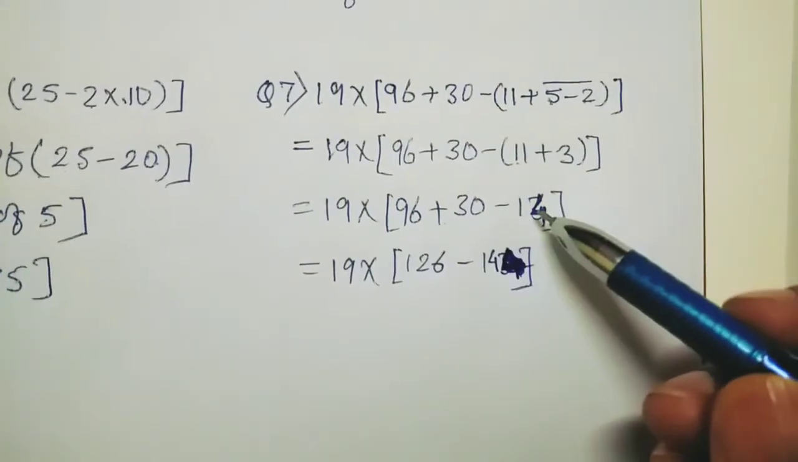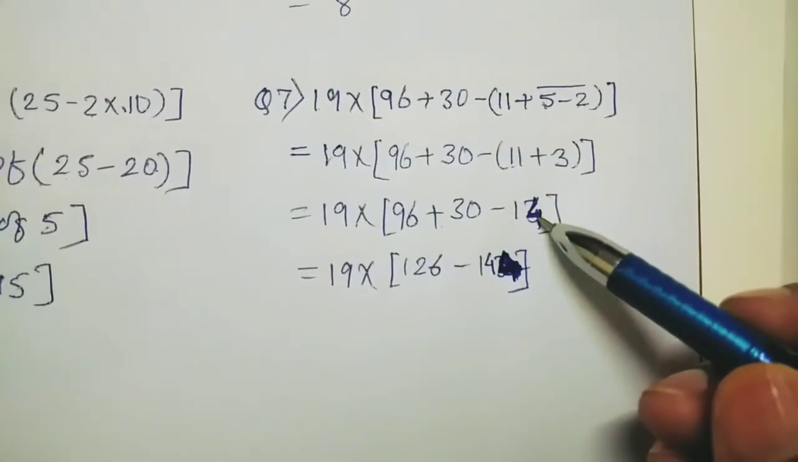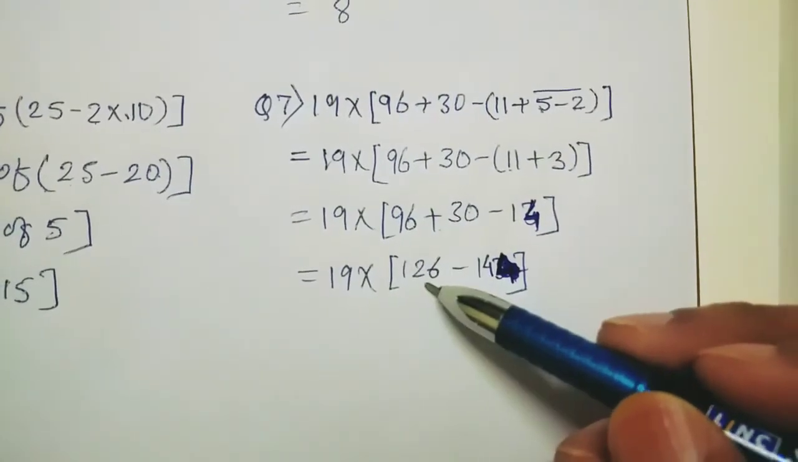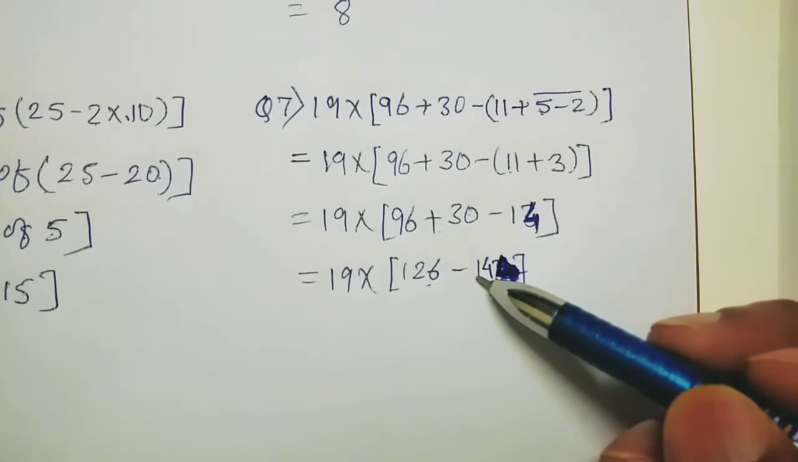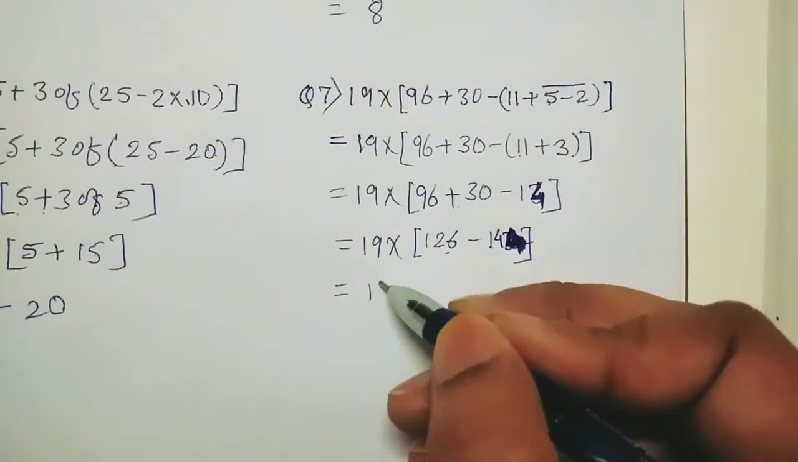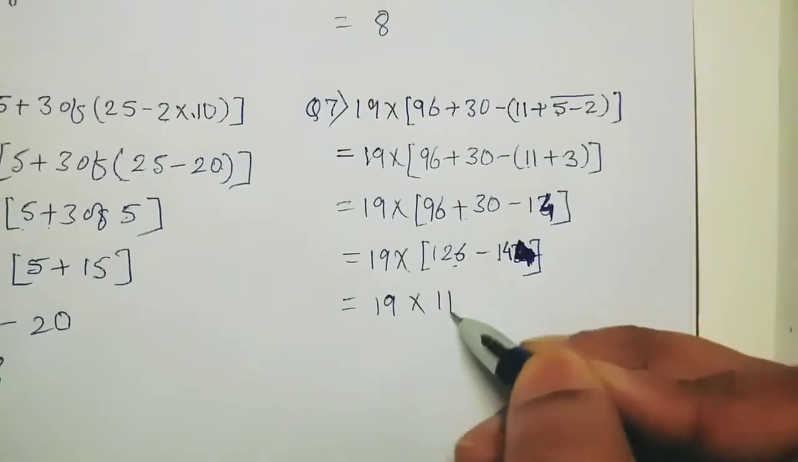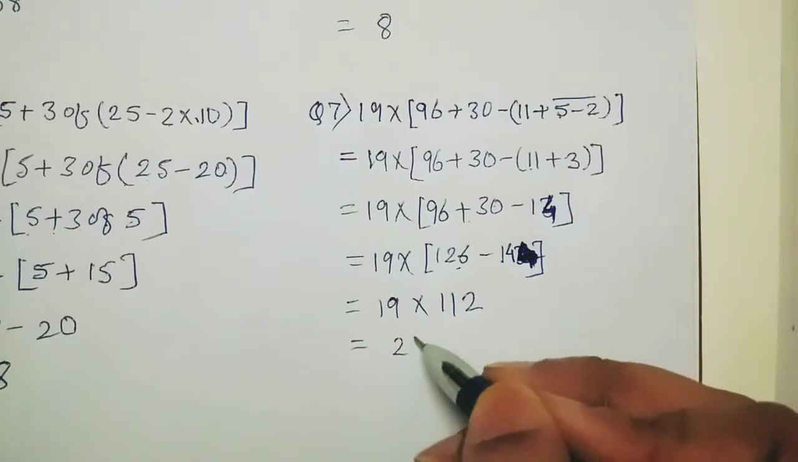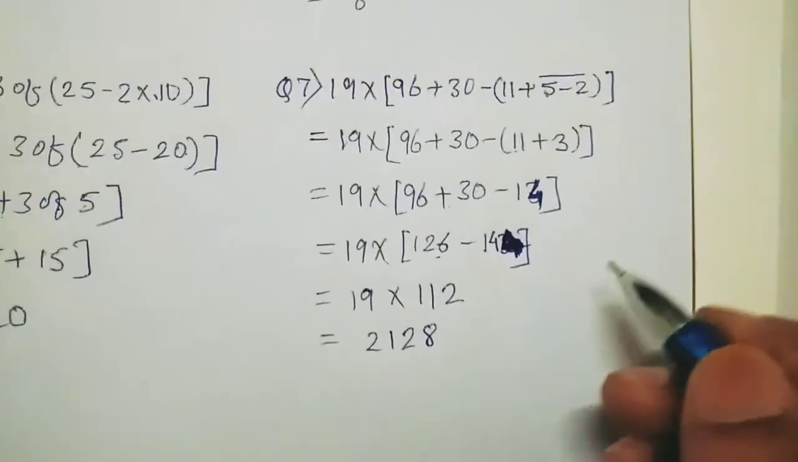So here by mistake I have written 13, so it is 14. Okay, so 96 plus 30 is 126. 126 minus 14, it will be what? 112. So you'll write here 19 into 112. So when you multiply 19 into 112, you will get 2128. So this is the answer of this question.